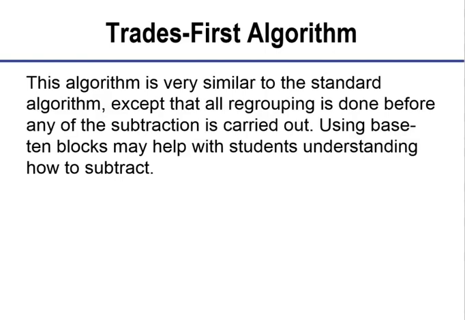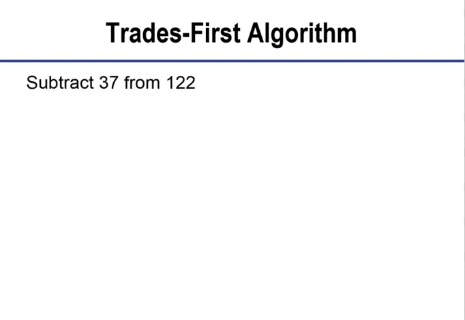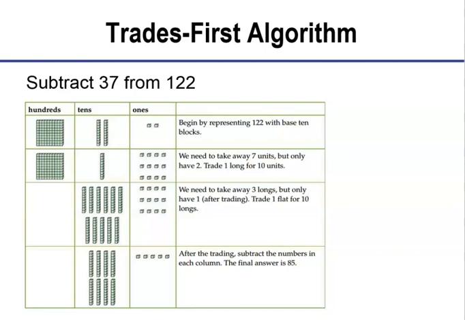So let's just take a look at an example. We want to subtract 37 from 122, so we need 122 blocks. Notice I have this very tiny for you, but let's look in our first row here. So we have a flat, which represents 100. We have two longs, which represents 20. And then our ones over here, 2 units to represent the 2. Now, if we want to subtract 37, we know immediately we can't subtract 7 units from only 2 units.